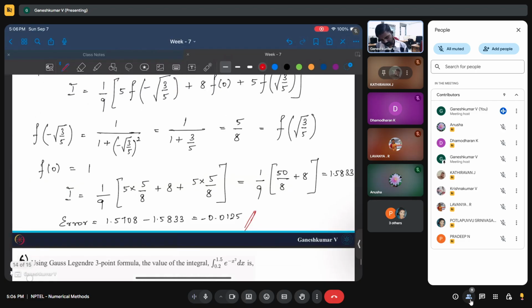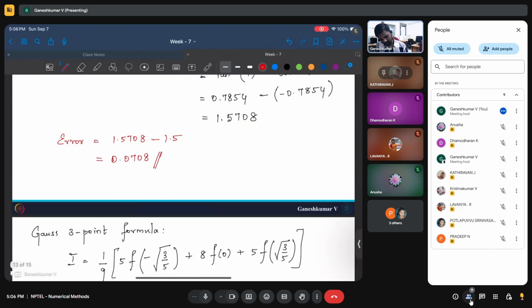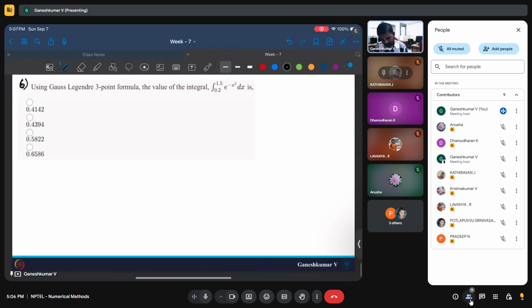Okay, so your error continuously reduces. Again, same: substitute in the formula whatever they ask for, and you will end up having your results. I hope there is no question. Let's do the final problem.